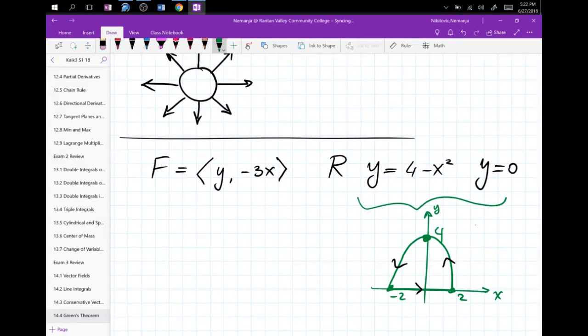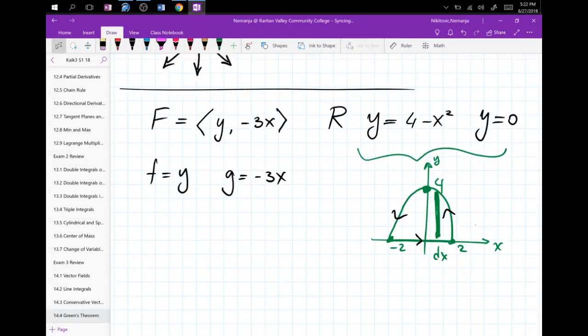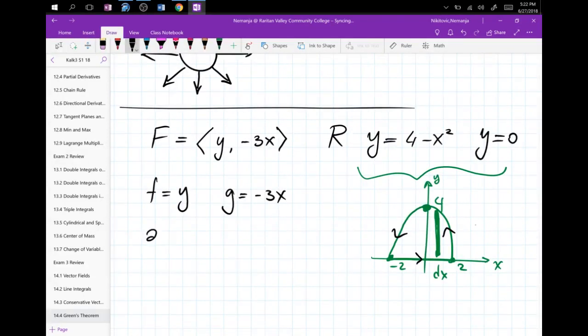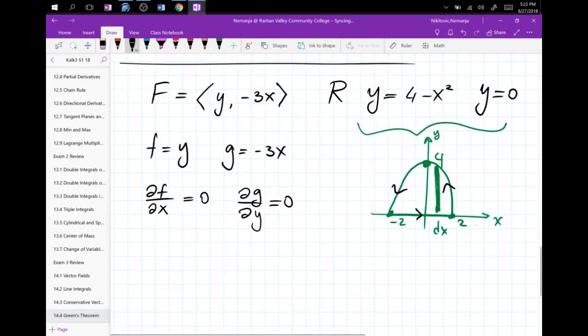Hopefully you see that the only version of the integral that you can do is going to be dy dx, because you must have dx in charge. In this case, dy would fold onto itself, and then you wouldn't be able to do the problem. What I need to do now is to compute the divergence and plug that in. So partial f partial x is 0.